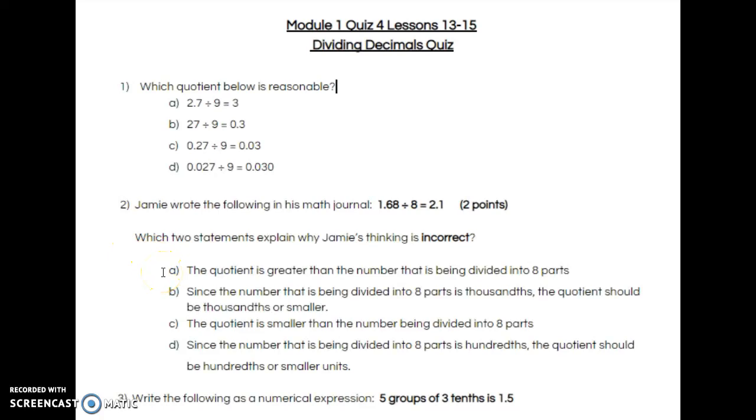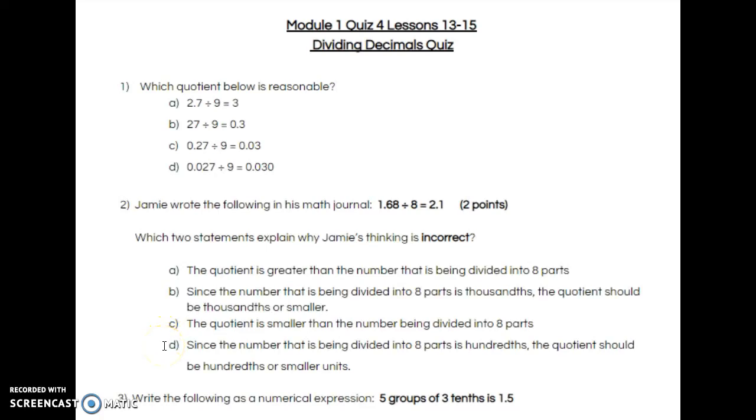A. The quotient is greater than the number that is being divided into 8 parts. B. Since the number that is being divided into 8 parts is thousandths, the quotient should be thousandths or smaller. C. The quotient is smaller than the number being divided into 8 parts.